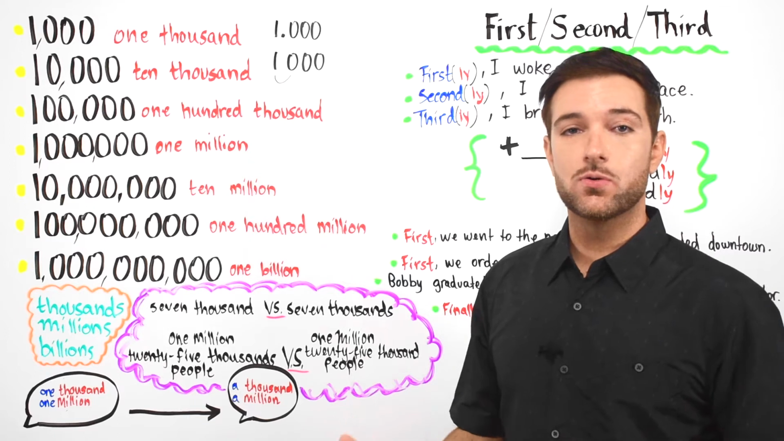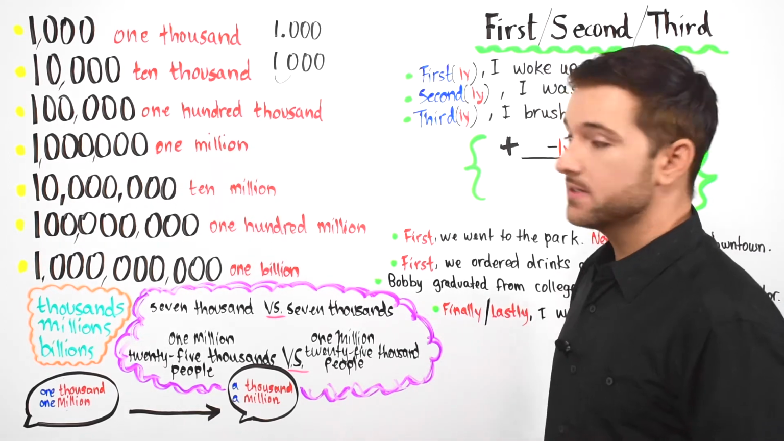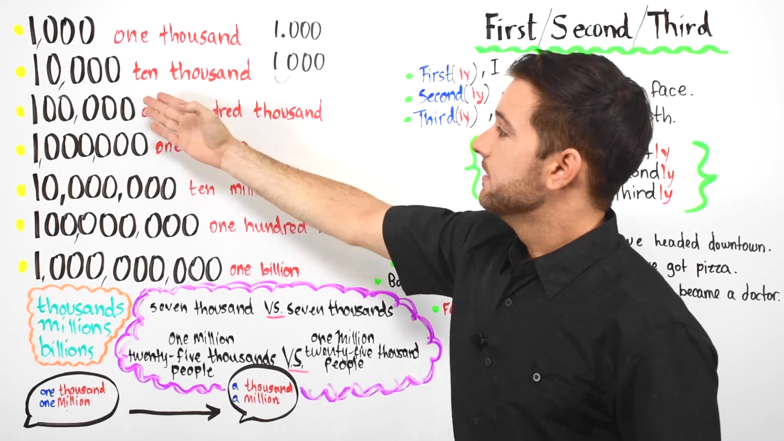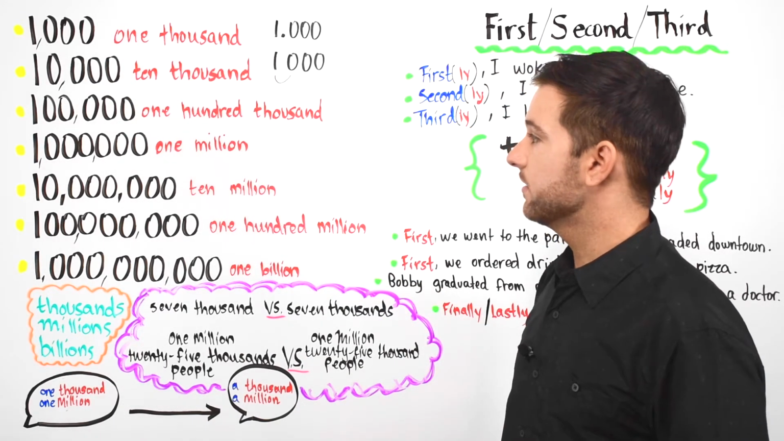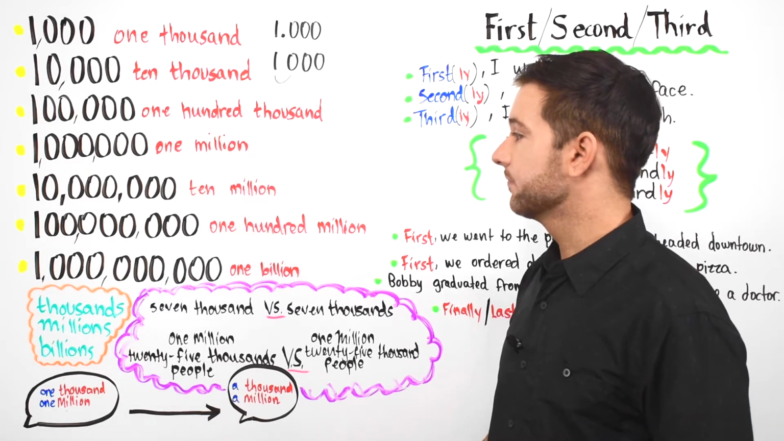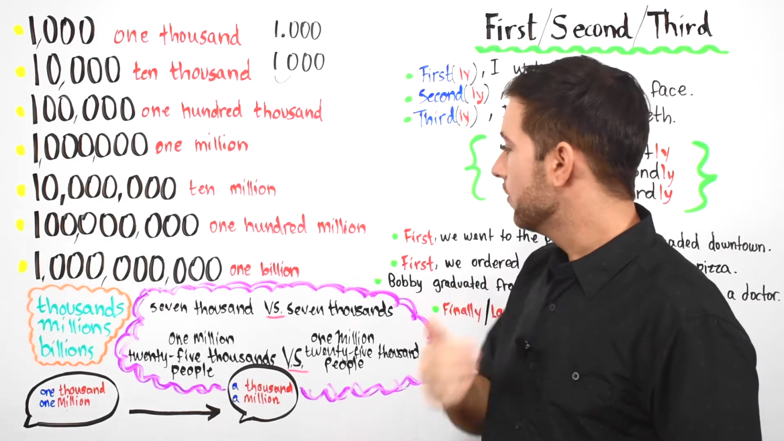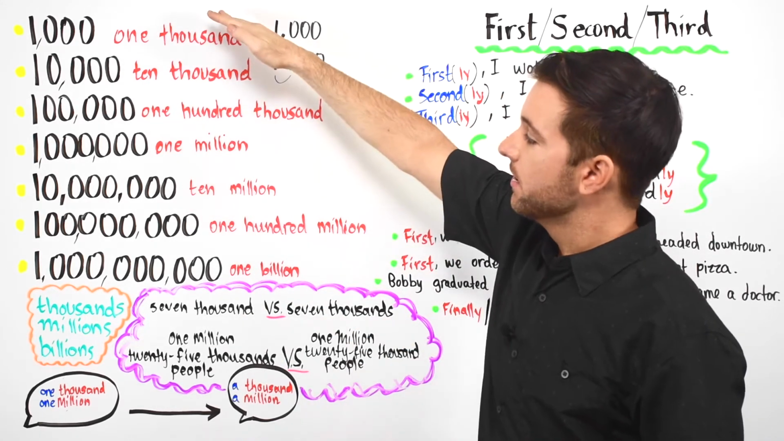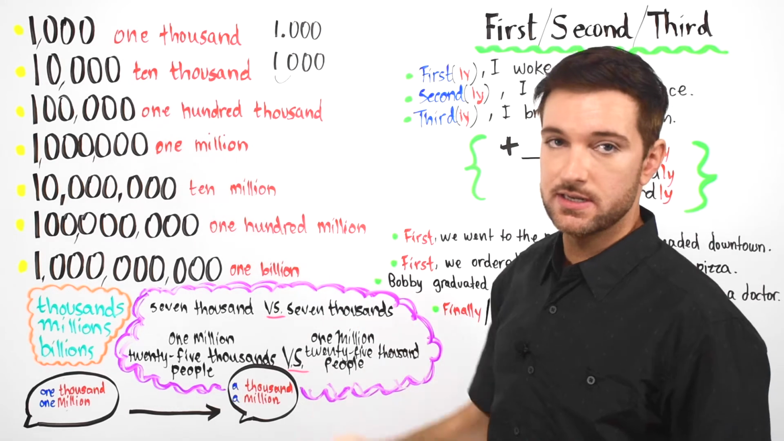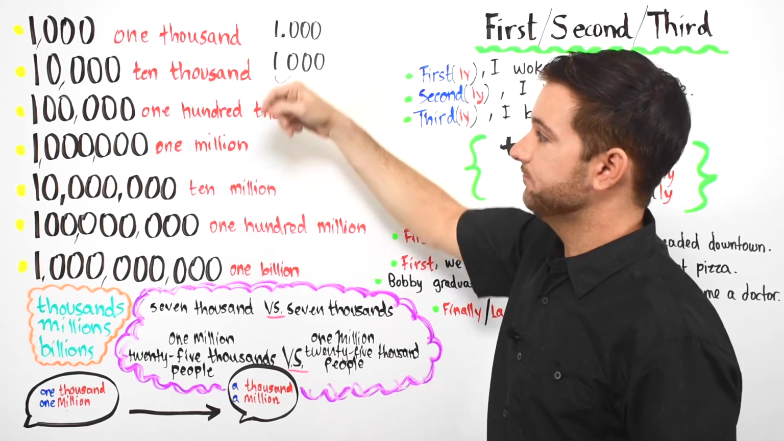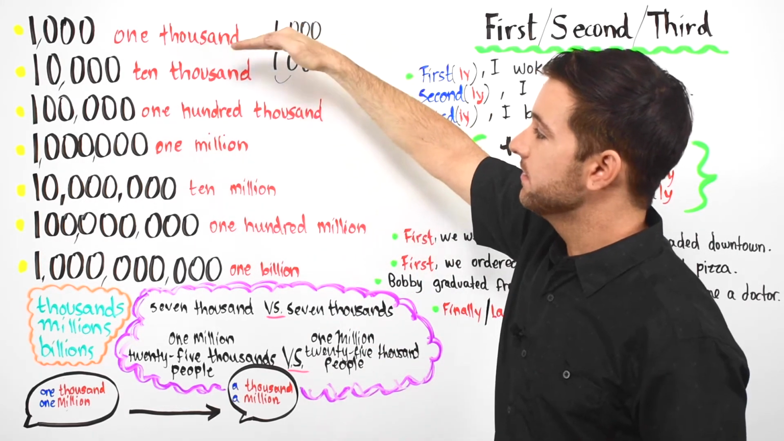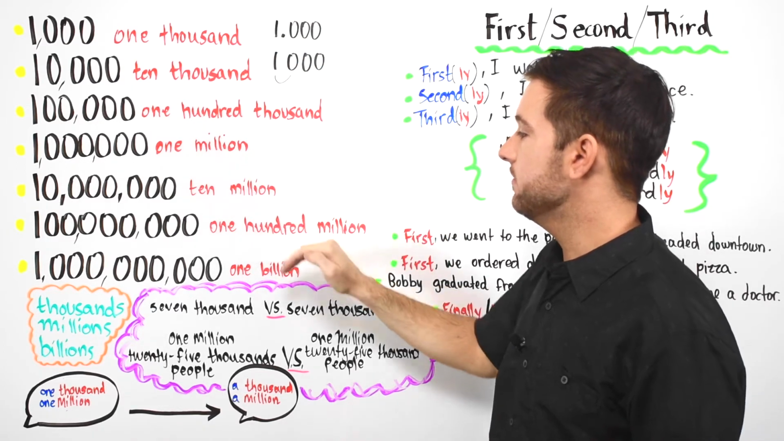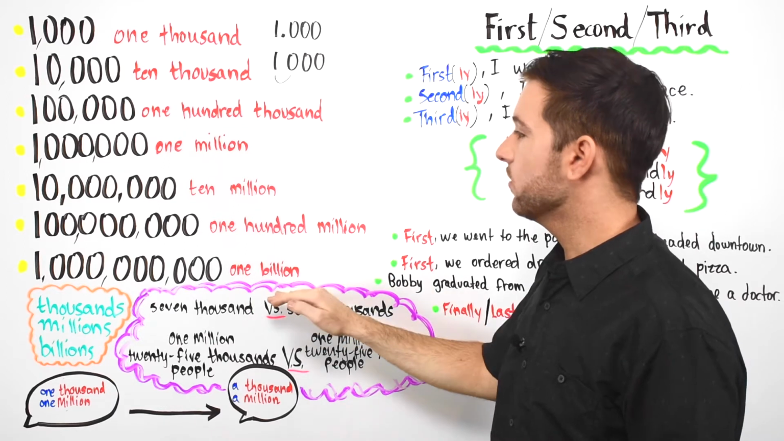All right, so guys, let's go ahead and begin the lesson. We're going to look at the order of large numbers now. And basically it's easy. It goes like this: 1,000, 10,000, 100,000, 1 million, 10 million, 100 million, and 1 billion. These are the large numbers in English, starting with 1,000.